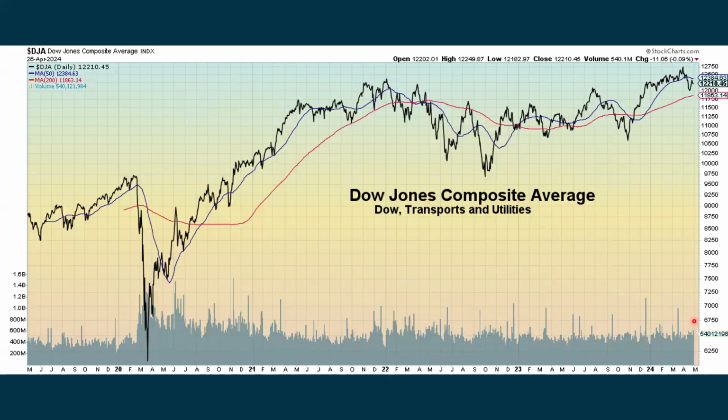Then we have the Dow Jones Composite Average, which takes the Dow, the transports, and the utilities and puts them together. The transports have been going sideways, and for the most part, the utilities have been in a downtrend, but they saw some strength later in the week last week. Most of this upward trend that we're seeing is coming from the Dow itself, and it's still in an uptrend.